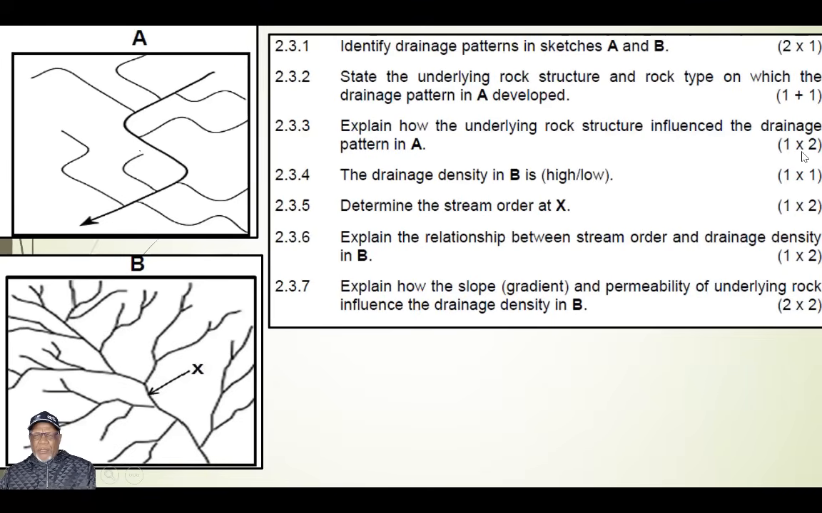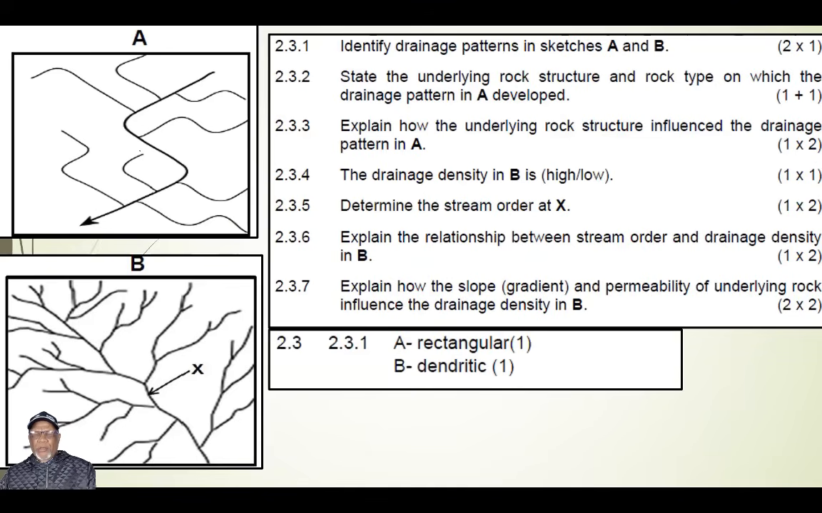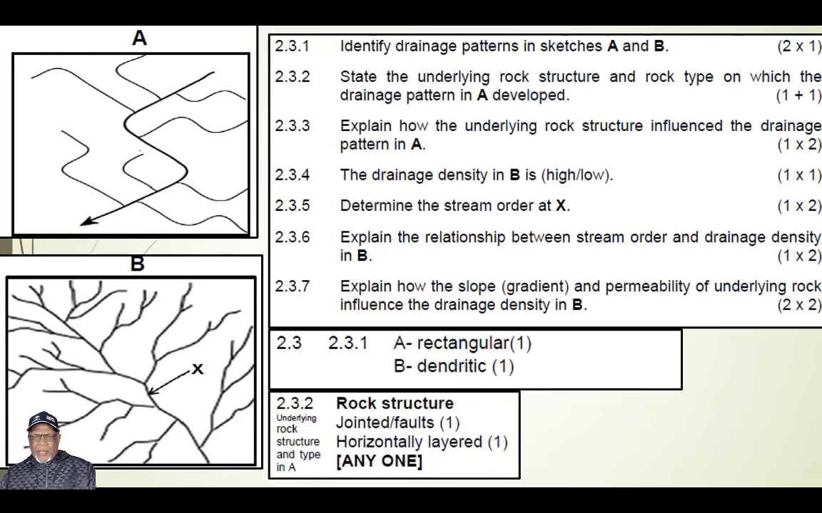Let's continue. Identify the drainage pattern in sketch A and B. So sketch A, we said the drainage pattern there is a rectangular pattern, and sketch B is dendritic. And then state the underlying rock structure and rock type in which drainage pattern A developed. We said number one, the rock structure is jointed, faults, or horizontal layered.